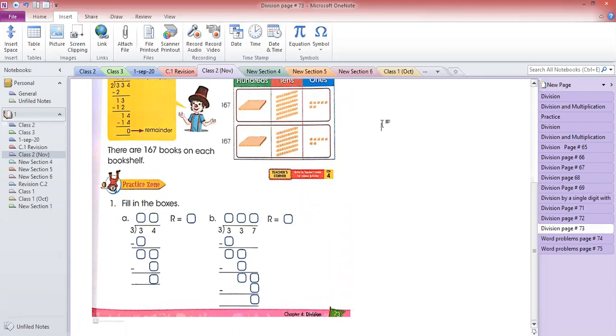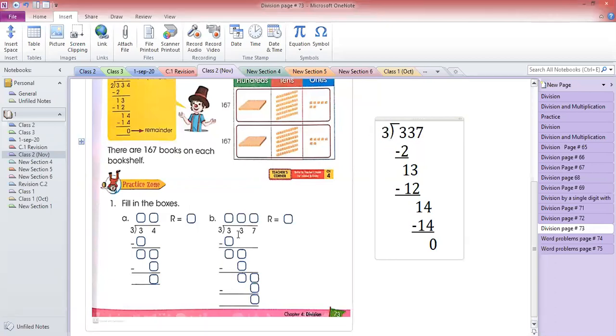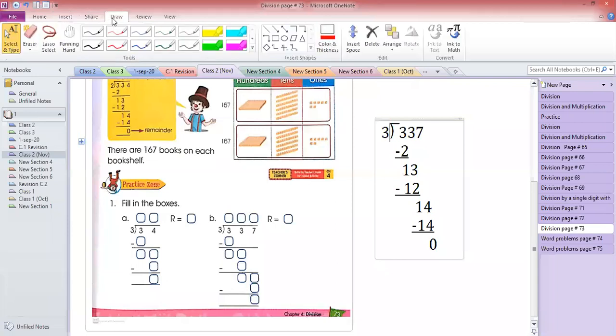Okay. So I will do the B first. It's 337 divided by 3. I'm first doing question number 1B. 337 divided by 3. Okay. I will take this and draw a line. All right. So again, 337, guys, you have to consider only one digit, 3.